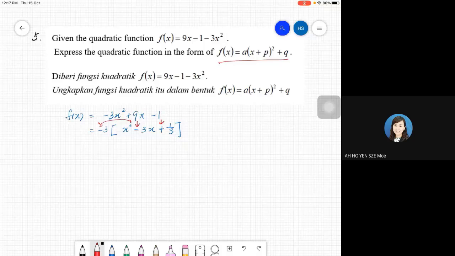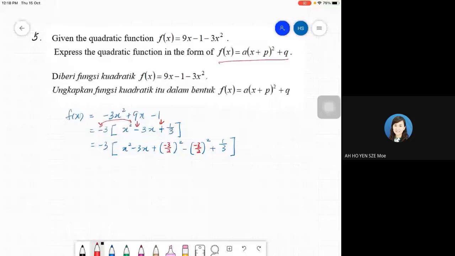3 kali dengan 1/3 akan jadi balik kepada negatif 1. Okay, so after you berjaya faktor, baru you start buat completing the square atau penyempurnaan kuasa 2. So tulis balik yang depan, tambah dalam kuasa 2, tolak ini kuasa 2, tambah 1/3, tutup kurungan. Inside the bracket, make sure it's divided by 2. Your B divided by 2. Your B is -3. So tulis -3 bahagi dengan 2.